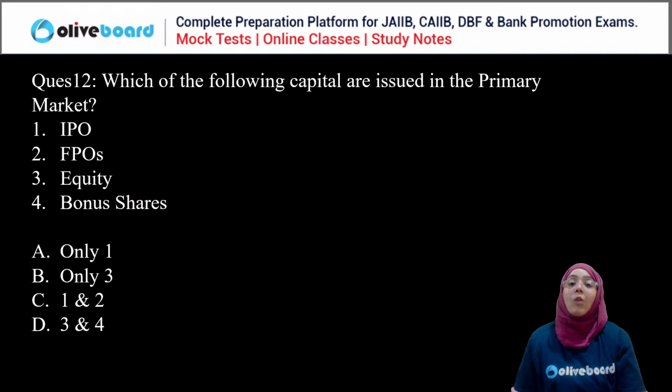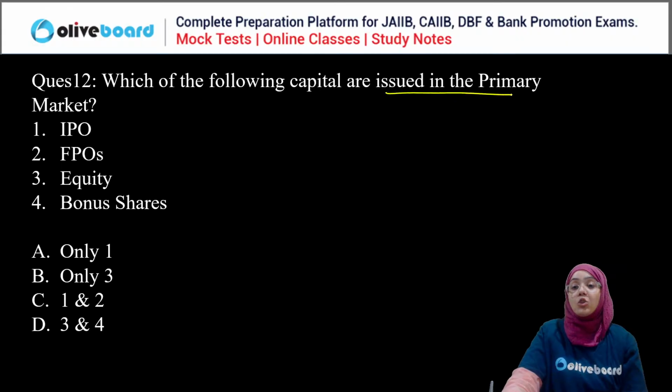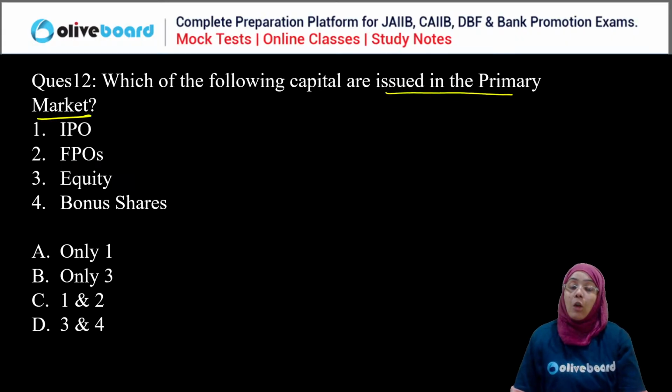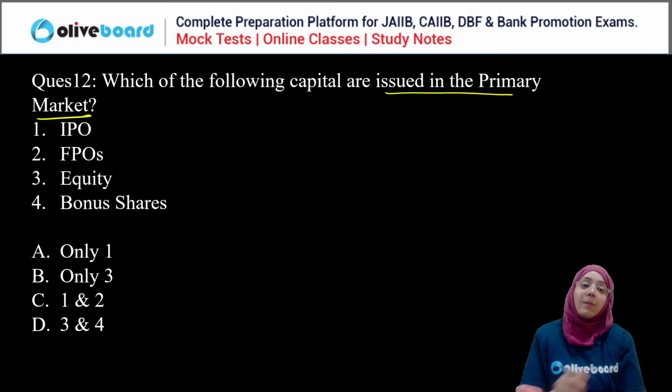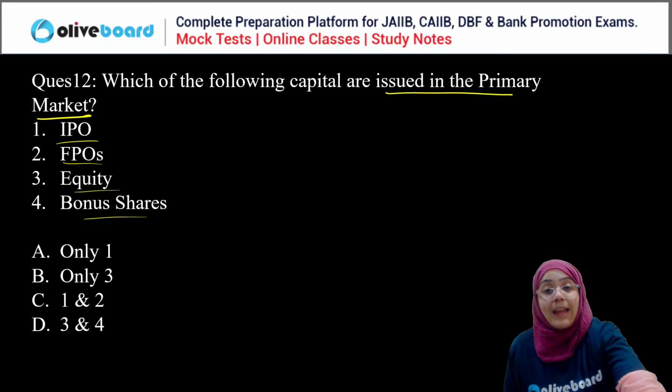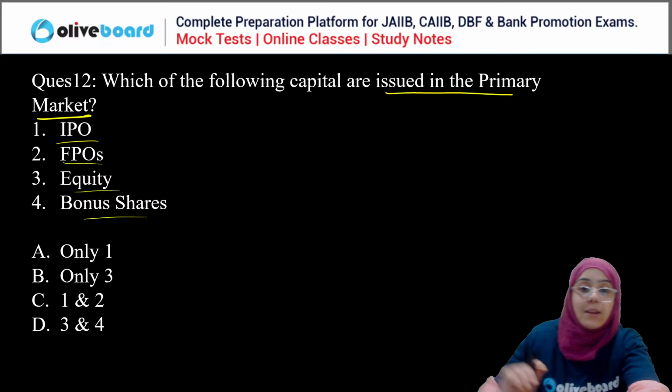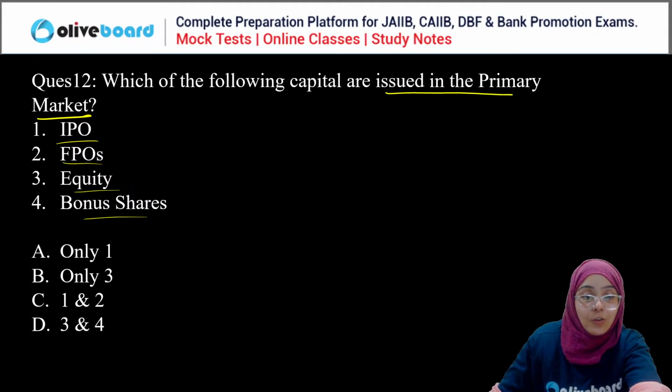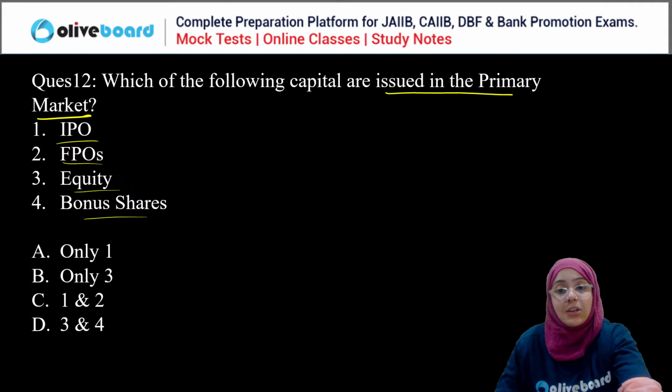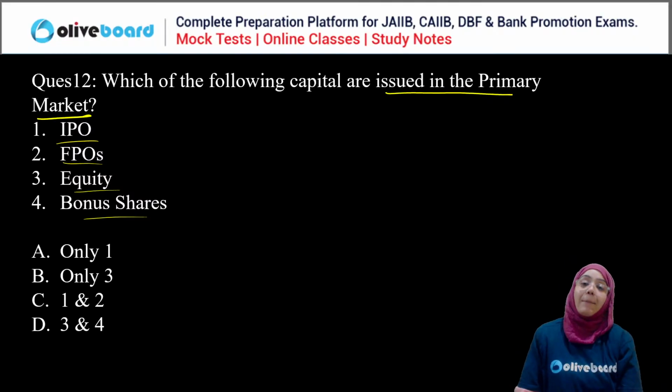Next question. Which of the following capitals are issued in the primary market? IPO, FPO, equity, bonus share. What are the capital which are issued in the primary market? Everyone, please answer this question, guys.